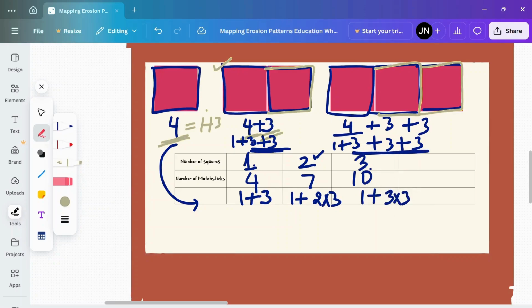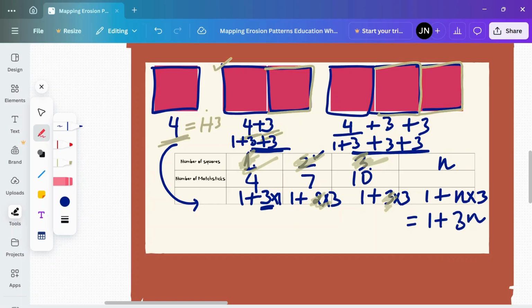Now do you notice this pattern? For 1 square, we multiply this 3 with 1, or we write this 3 only once. For 2 squares, multiply 3 with 2. For 3 squares, multiply 3 with 3. So for n number of squares, what do you think we should do? We will do 1 plus how many squares are we creating? n times how many sticks being added at every step? 3. So it is 1 plus 3n. Easy, isn't it?